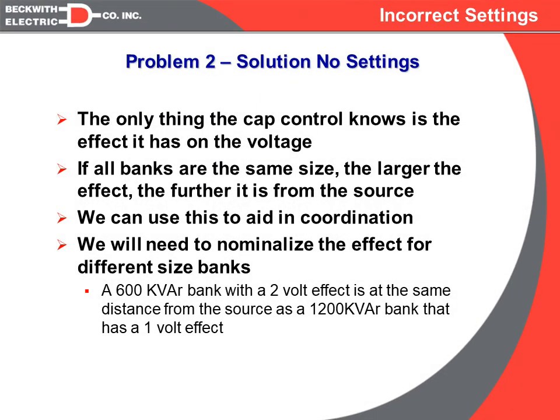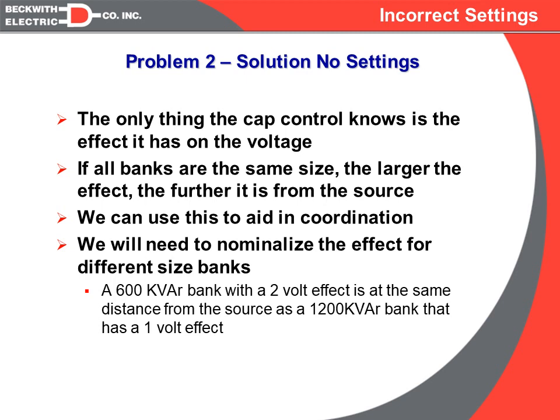In order to solve this problem, it was determined that the only thing the capacitor bank really knows about its sequence in the circuit is the effect it has on the circuit. So again, the sequence in the circuit is important because we want the furthest from the source to be the first to close and the last to open. Likewise, the one closest to the source would be the first to open and last to close.